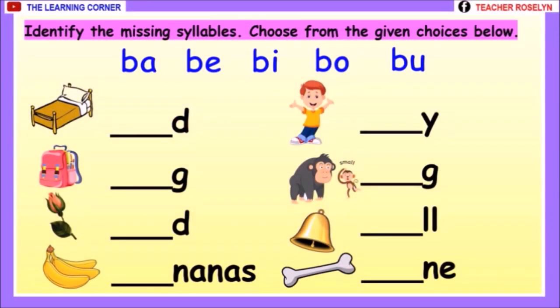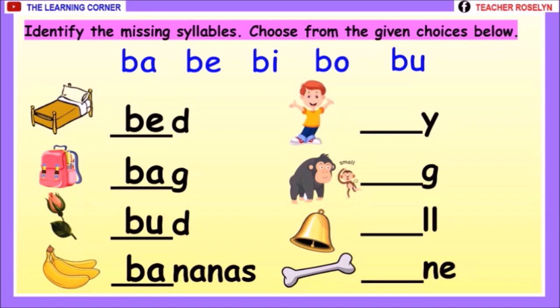Identify the missing syllables. Choose from the given choices below. This is bed. What is the missing syllable? Be. This is bag. What is the missing syllable? Ba, as in bag. This is bud. The missing syllable is bu, as in bud. These are bananas. The missing syllable is ba, as in bananas.